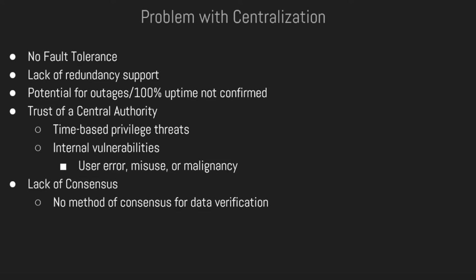As for trust of central authority, certain implementations which use central authority don't account for many threats. Trust in a central authority creates internal vulnerabilities such as user error, user misuse, and user malignancy. Finally, lack of consensus. Although a copy of an image, such as a log or a database, might be saved on a central repository, there is usually no other entity to confirm the true state of that image. Next slide, please.